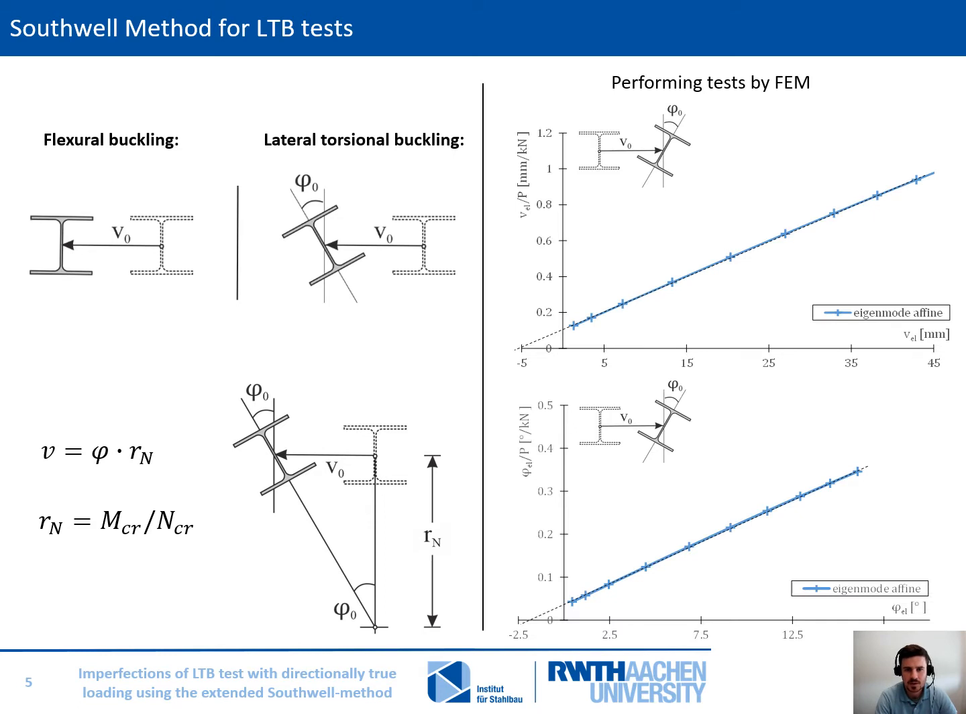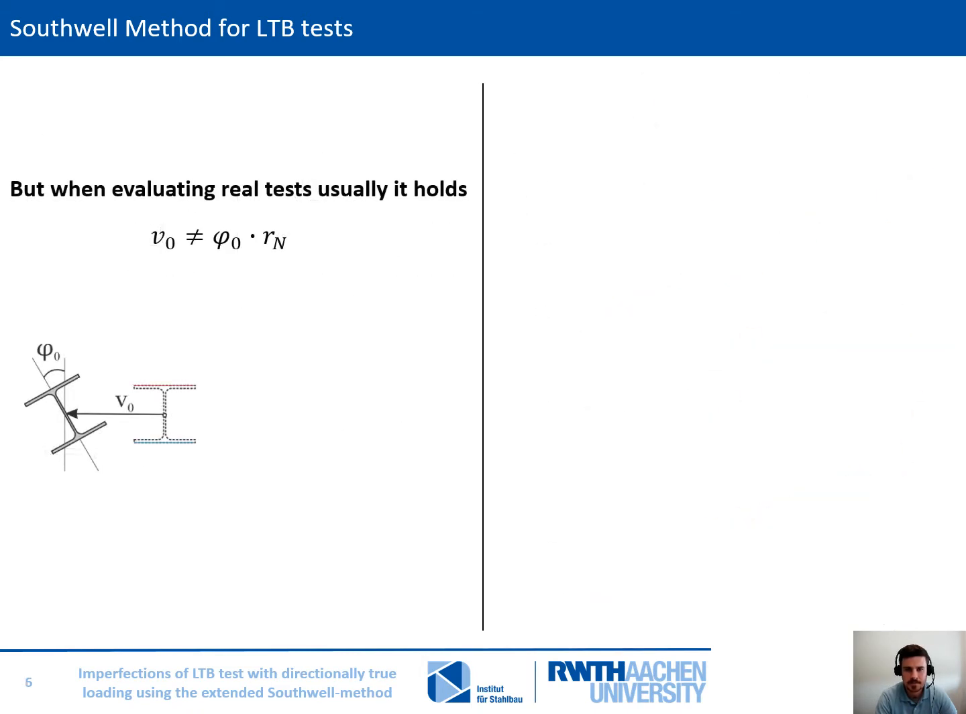If we calculate a numerical simulation of a lateral torsional buckling test considering eigenmode-defined imperfections and further apply the Southwell plot for the lateral displacements phi as well as for the torsional rotation phi, we can then see that the results approximately lie on a straight line. But when evaluating real tests, usually phi is not coupled via phi, via the turning radius.